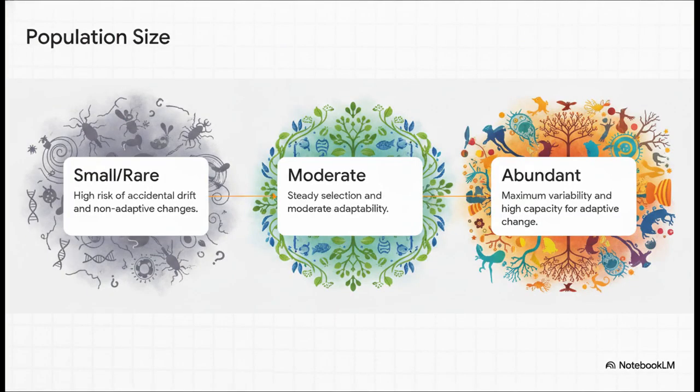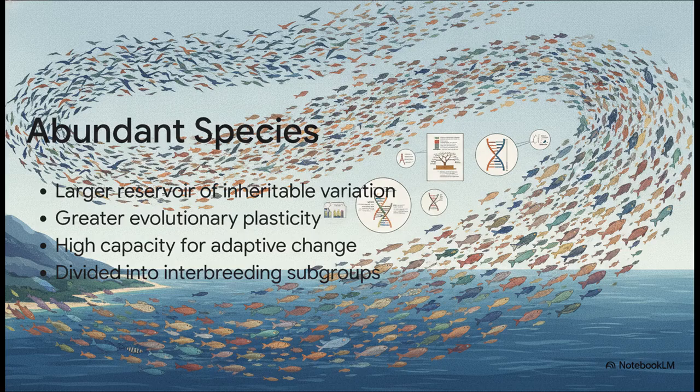When we scale up from invisible molecules to whole populations, the sheer size of a group drastically changes the mathematical rules of how it evolves. In a small, rare population, evolution can be driven by pure dumb luck. You get accidental drift, which can lock useless or even harmful traits into the species. But as populations get larger and more abundant, natural selection becomes incredibly steady, and variability absolutely maxes out. And that's exactly why abundant species have a massive evolutionary advantage when it comes to long-term survival.